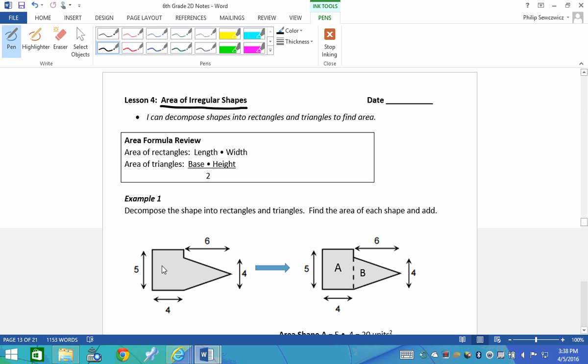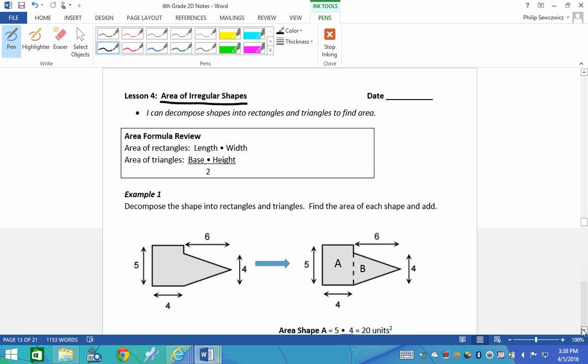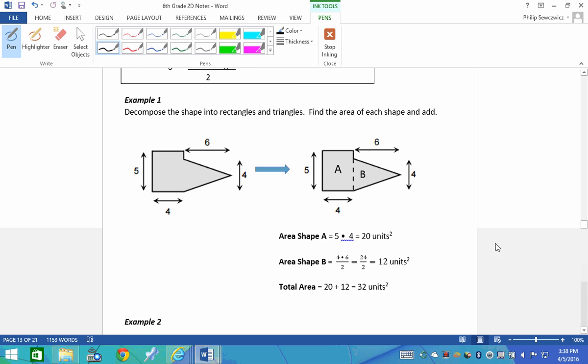So as you can see, we've got this particular shape, but by simply drawing in our dotted line, we've made rectangle A, triangle B, find the area of each of them, add it on up together. So let's see what ends up happening here. You can see with rectangle A that it's 5 by 4. Again, there's where your little right angle is going to appear at. So 5 times 4, there's your 20.